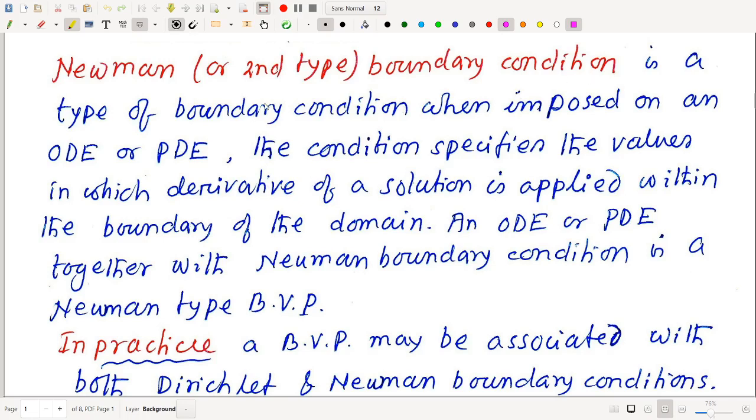Neumann boundary condition or second type boundary condition is a type of boundary condition when imposed on an ODE or PDE, ordinary differential equation or partial differential equation. The condition specifies the values which the derivative of a solution takes along the boundary of the domain. That is, conditions are imposed on derivative of the function, derivative of the solution also. That is Neumann type boundary condition. And ODE or PDE together with Neumann boundary condition is a Neumann type boundary value problem.